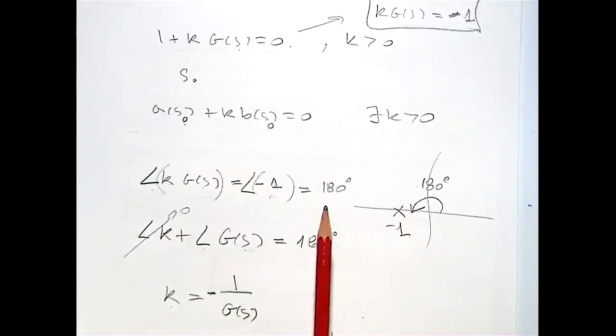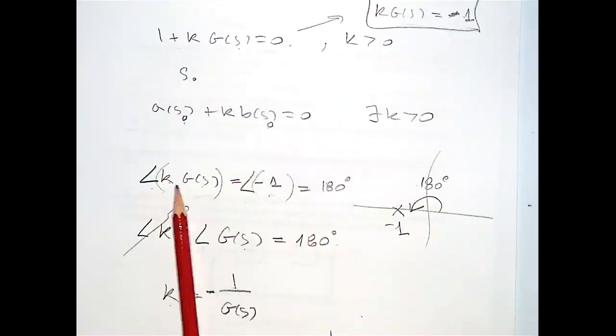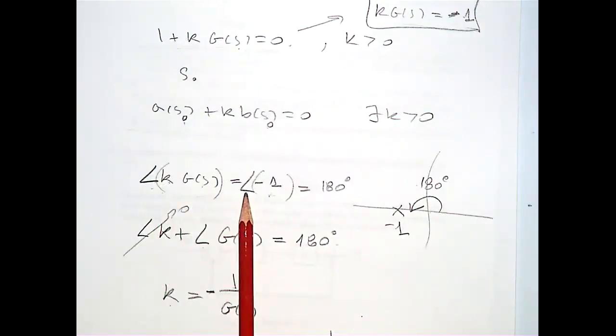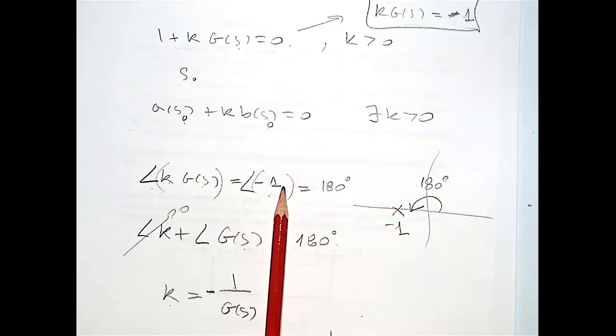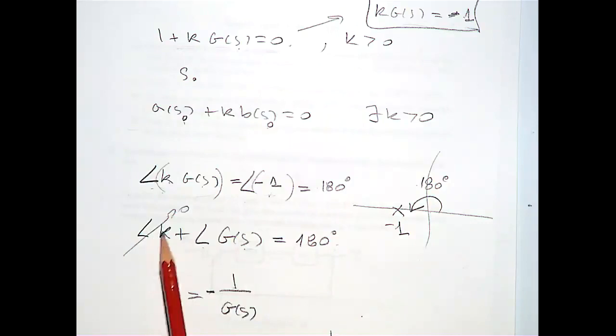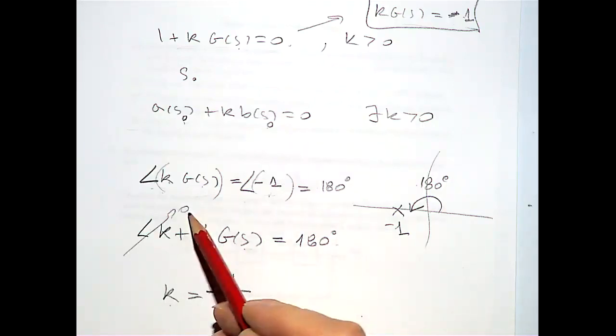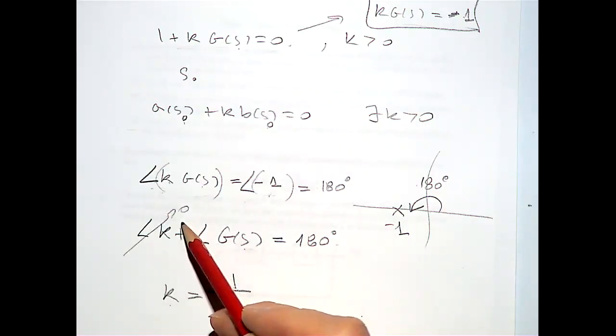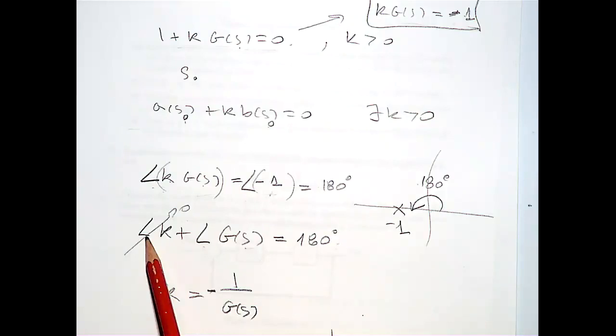So this step here is still true. Phase of K times G should be equal to phase of -1. Phase of -1 is 180 degrees. But now when I split these phases, phase of this thing is phase of K plus phase of G. But then now phase of K is no longer 0, it's what? 180 degrees. So I would have 180 degrees and this 180 degrees would cancel, and then the phase of G for those points to be on the root locus is 0. It's no longer 180 degrees.